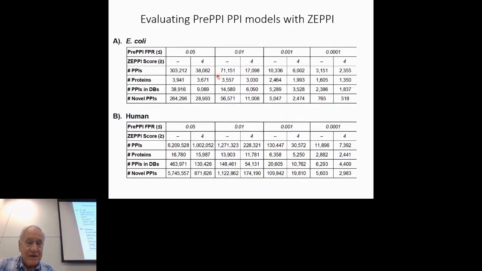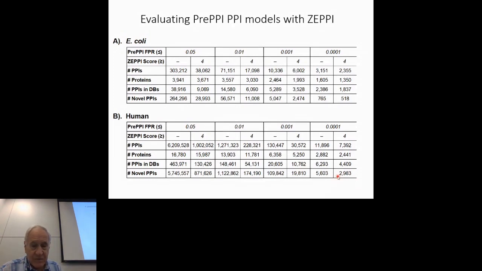We've added ZEPI to PREPI as a filtering device, and I'm not going to go through this busy slide except to show that if we have a low false positive rate for human and a good ZEPI z-score, we find on the order of 3,000 novel interactions, appearing in no other database. And we've looked at some of those.